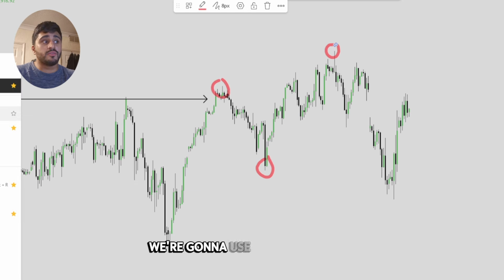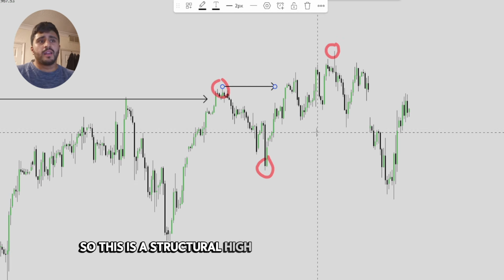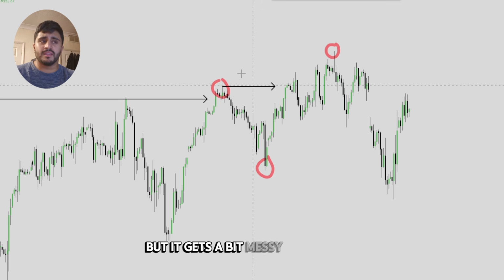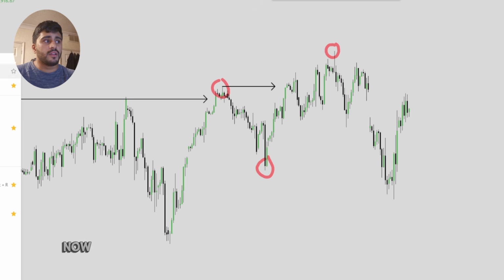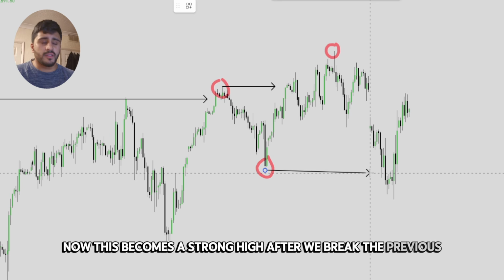Again, we're going to use that simple arrow approach. So this is a structural high. I wouldn't bother marking this; I think this is all internal structure. You can if you want, but it gets a bit messy. Structural high, structural low, structural high. Now, this becomes a strong high after we break the previous low.